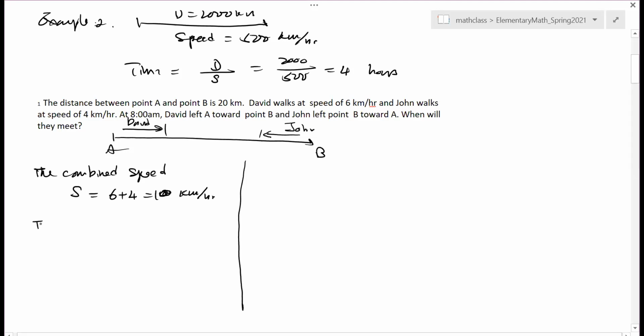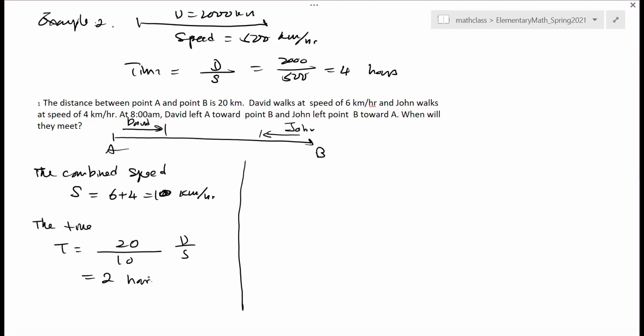So the time T is going to be 20 divided by the speed, right? So this is the distance divided by S, so it's going to be 2. So it takes 2 hours, both travelling together, 20 kilometers. So that's why you meet.